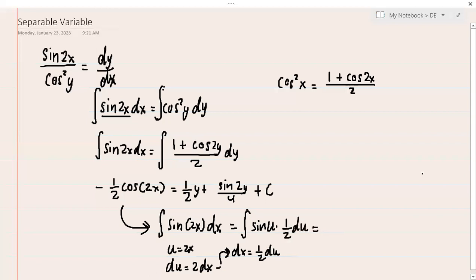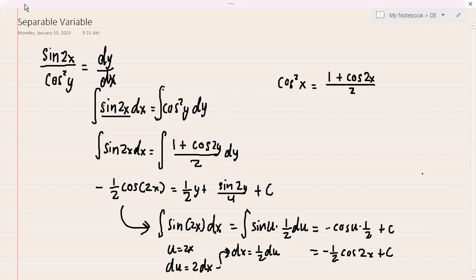So ang sagot natin dito, okay, we will have negative cosine of u times 1/2 plus c. Alright? Tapos, ilagay mo lang si 1/2 dito sa unahan. We will have negative 1/2 times cosine of u. Then, i-substitute mo si u as 2x ulit. So, magiging cosine of 2x plus c. So, yun na yun. Okay, that's how I got it.